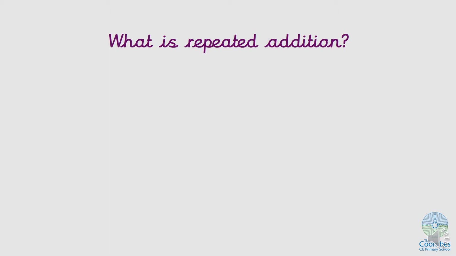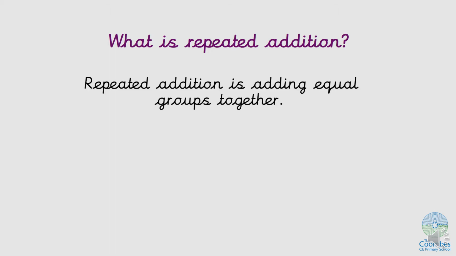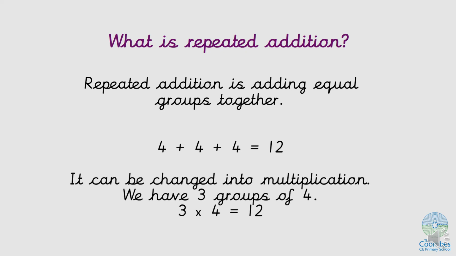So what is repeated addition? Repeated addition is adding equal groups together. So we could have 4 add 4 add 4, and that equals 12. It can be changed into multiplication. We have 3 groups of 4. So here we have 1 group, 2 groups, 3 groups of 4, which can be written as 3 multiplied by 4 equals 12.